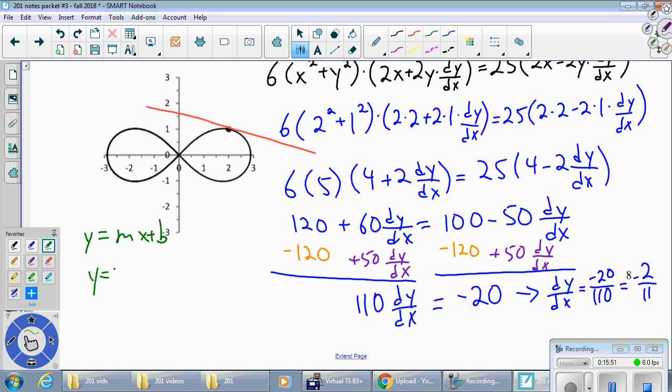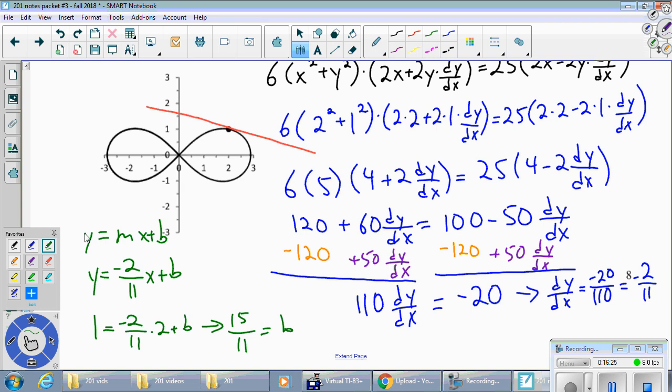So we said that the slope is negative 2 11ths. And then we're going to plug in, instead of x and y, we're plugging in 2 and 1, respectively. So if we plug in 1 for the y and 2 for the x, on the right-hand side, that's a negative 4 11ths. We add that to the other side. 4 11ths plus 11 11ths is 15 11ths. That is our y-intercept.